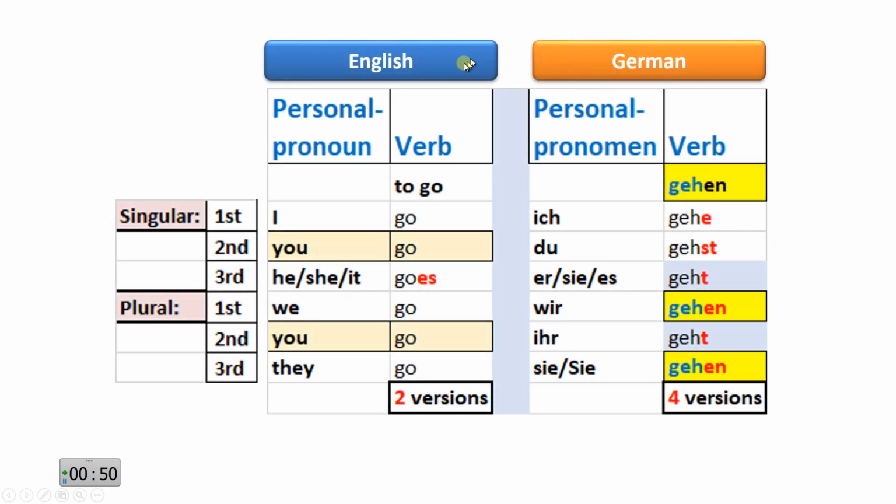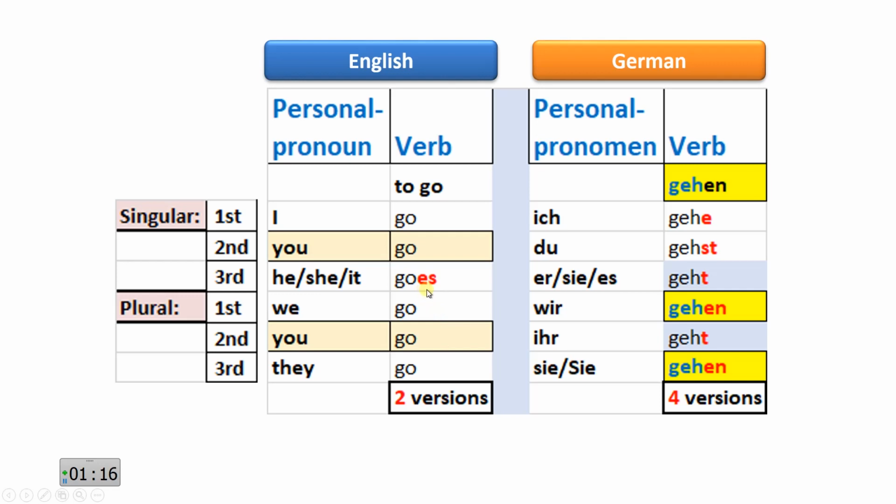So here on the left side we have the English version, for example, for the verb to go. I go, you go, he, she, it goes. Here we have a different ending. We go, you go, they go. So obviously English language has only 2 versions. All verbs are identical to the infinitive. The only difference is the third person singular with an ending es.